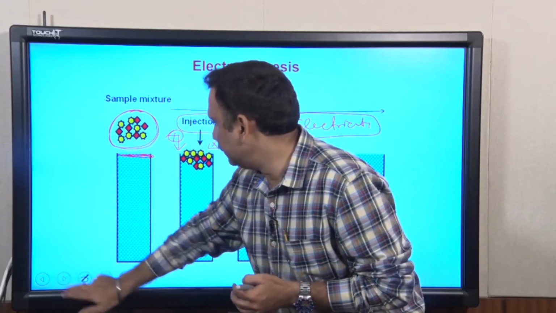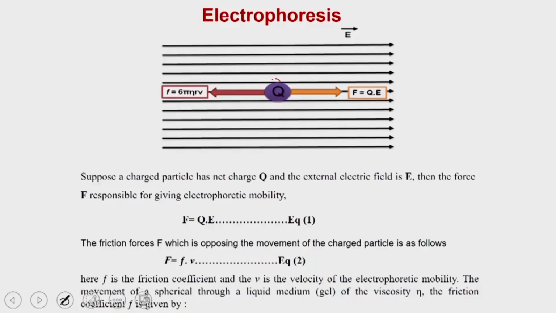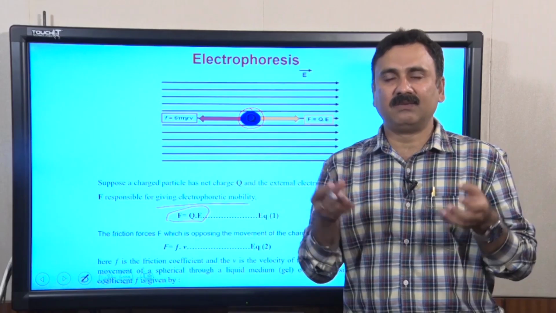Now, you can imagine that you have a molecule of charge Q, and the external electric field is E. Then the force this molecule is going to experience, the electrophoretic force which gives the electrophoretic mobility, is going to be F equal to QE. You know that if a molecule is running along the electric field, it is also going to experience some frictional forces.